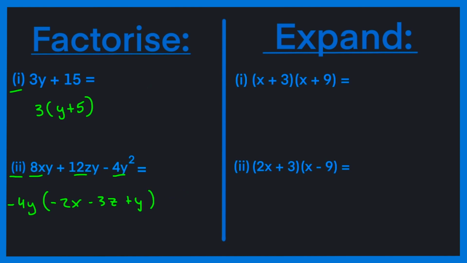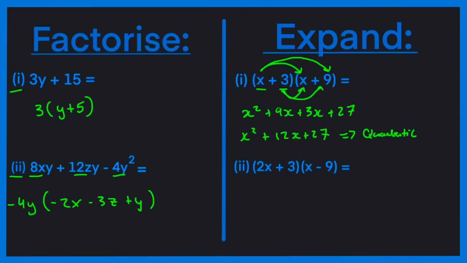All right, so now that we have gone over factorization, we can have a look at expansion. We start with our first term here, so x, and we multiply this by our first term in the second bracket. So this gives x squared. Then we take our first term and we multiply it by our second term in the second bracket, which is plus 9x, because x times 9 is plus 9x. Then we take our second term in the first bracket and we multiply it by the first term in the second bracket. So 3 times x is plus 3x. And then we take our second term in the first bracket and multiply it by our second term in the second bracket. So 3 times 9 is 27.